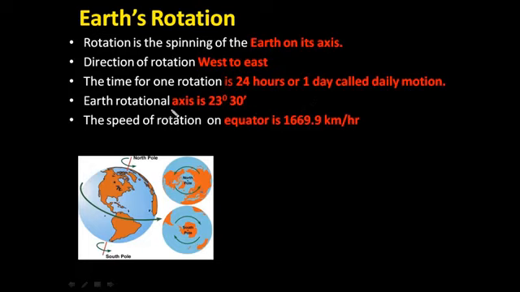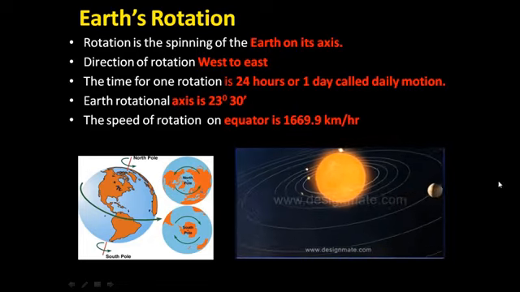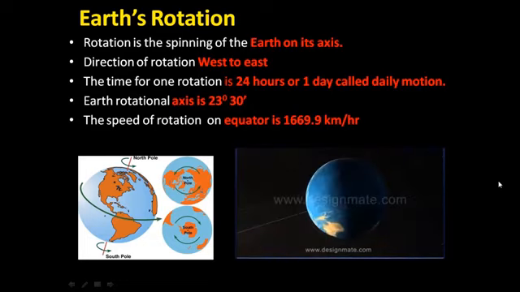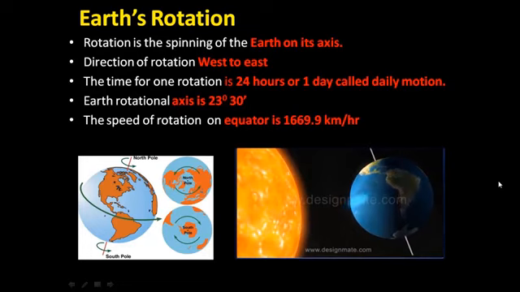Earth's rotation axis is always inclined 23 degrees 30 minutes. The speed of rotation at the equator is 1669.9 km per hour. We'll learn this in detail in the next session. Now we'll watch a video clip to understand the Earth's rotation. As you can see, the Earth is rotating on its own axis from west to east. The Earth facing toward the Sun will experience day.